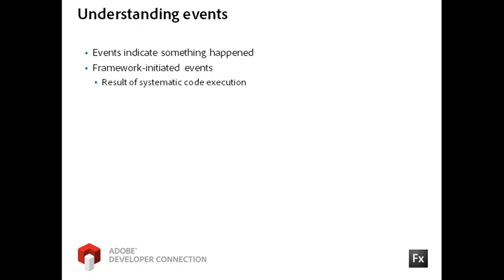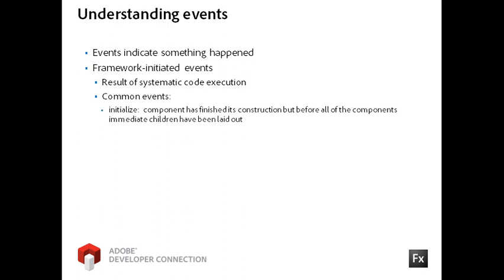Let's start by defining events. An event indicates that something has happened in your application. There are framework-initiated events that are the result of code execution. For instance, the initialize event exists for all UI components and will dispatch when the component has finished its construction, but before all the component's immediate children have been laid out.